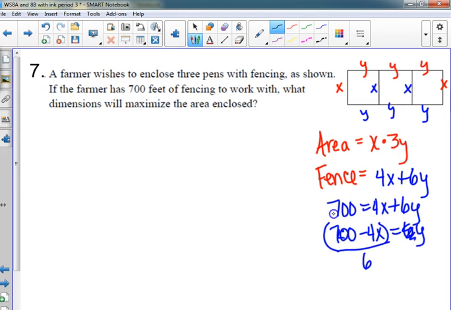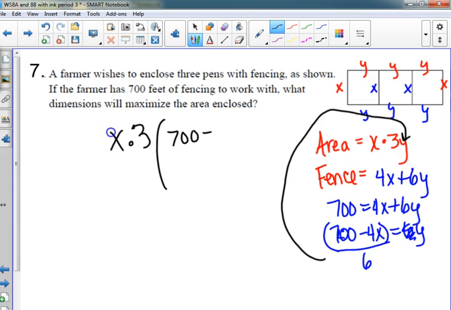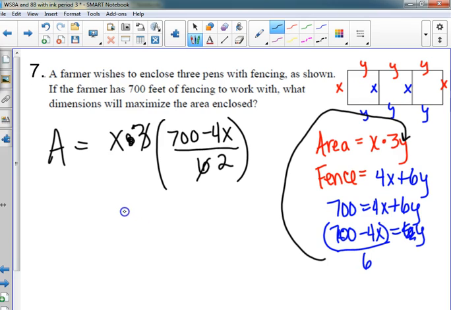Anybody want to cry about now? And we're going to put that back in here. So I'm going to have X times 3 times (700 minus 4X) over 6. Can I reduce that a little bit? Could that 3 and the 6 reduce? So I have X times (700 minus 4X), and that's over 2, but it doesn't really matter, so we can put it in like this. And then we need to find the maximum.